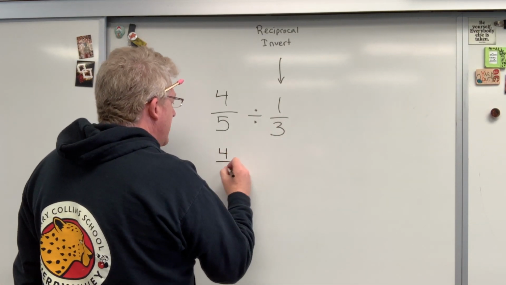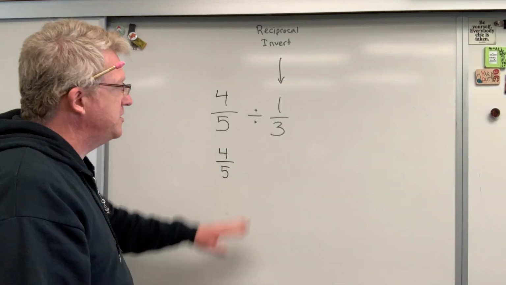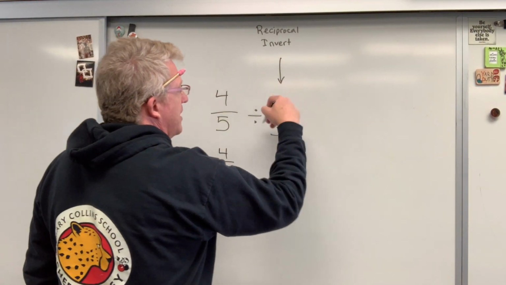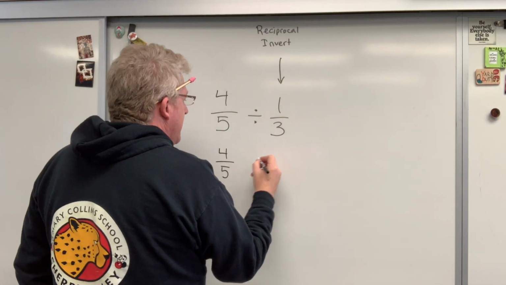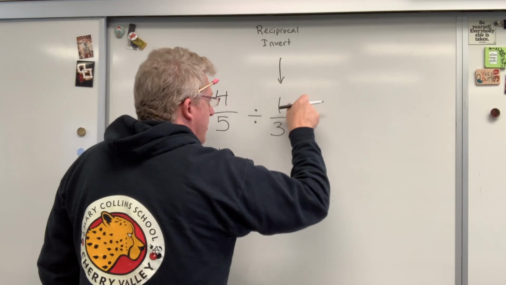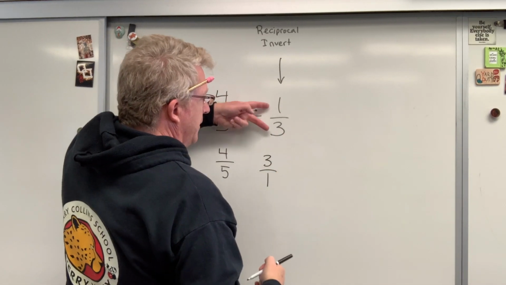So on your quiz, I want to see that you are actually rewriting this problem. Don't cut any corners. Don't start crossing this out and changing it. You're going to rewrite that problem down here, that we're going to take this and invert it. So it is 3 over 1 now instead of 1 over 3. We're going to flip it over on its head.